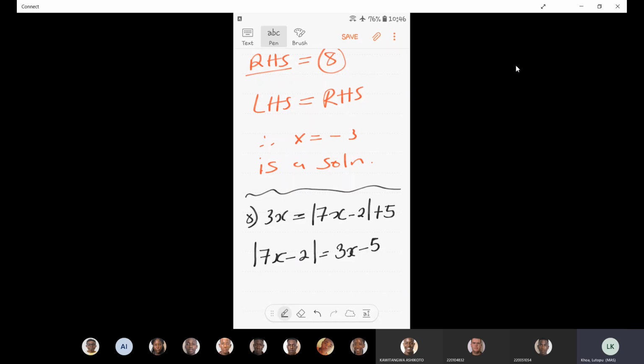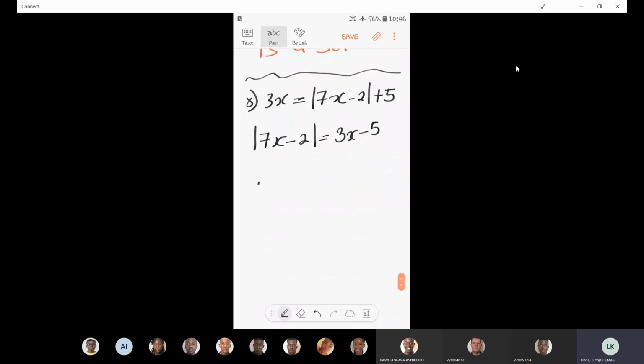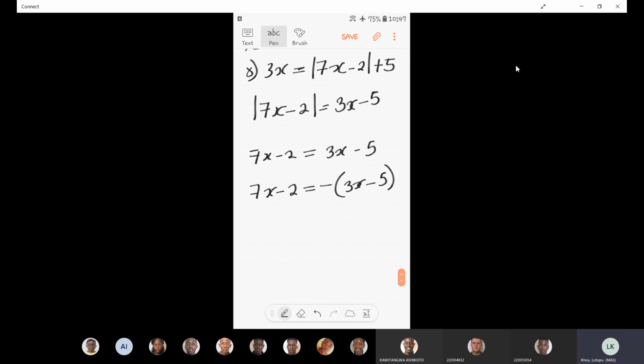Okay, and then we proceed in the normal way. We say 7x minus 2 is equal to 3x minus 5, or 7x minus 2 is equal to negative 3x minus 5. Okay, then you have two equations that you need to solve.